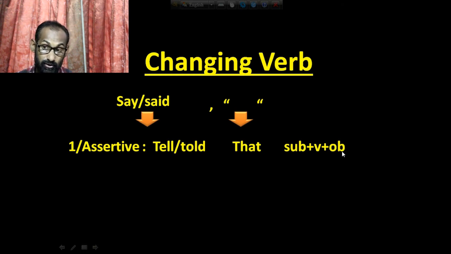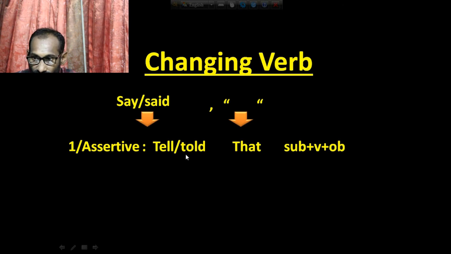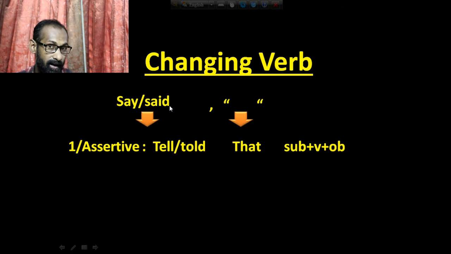I think you should watch very seriously. Look again. According to the assertive sentence, you have to use tell or told instead of say or said, or instead of comma. Okay, then you have to use that instead of inverted comma, and the next part of the sentence will be subject plus verb plus object for assertive sentence.